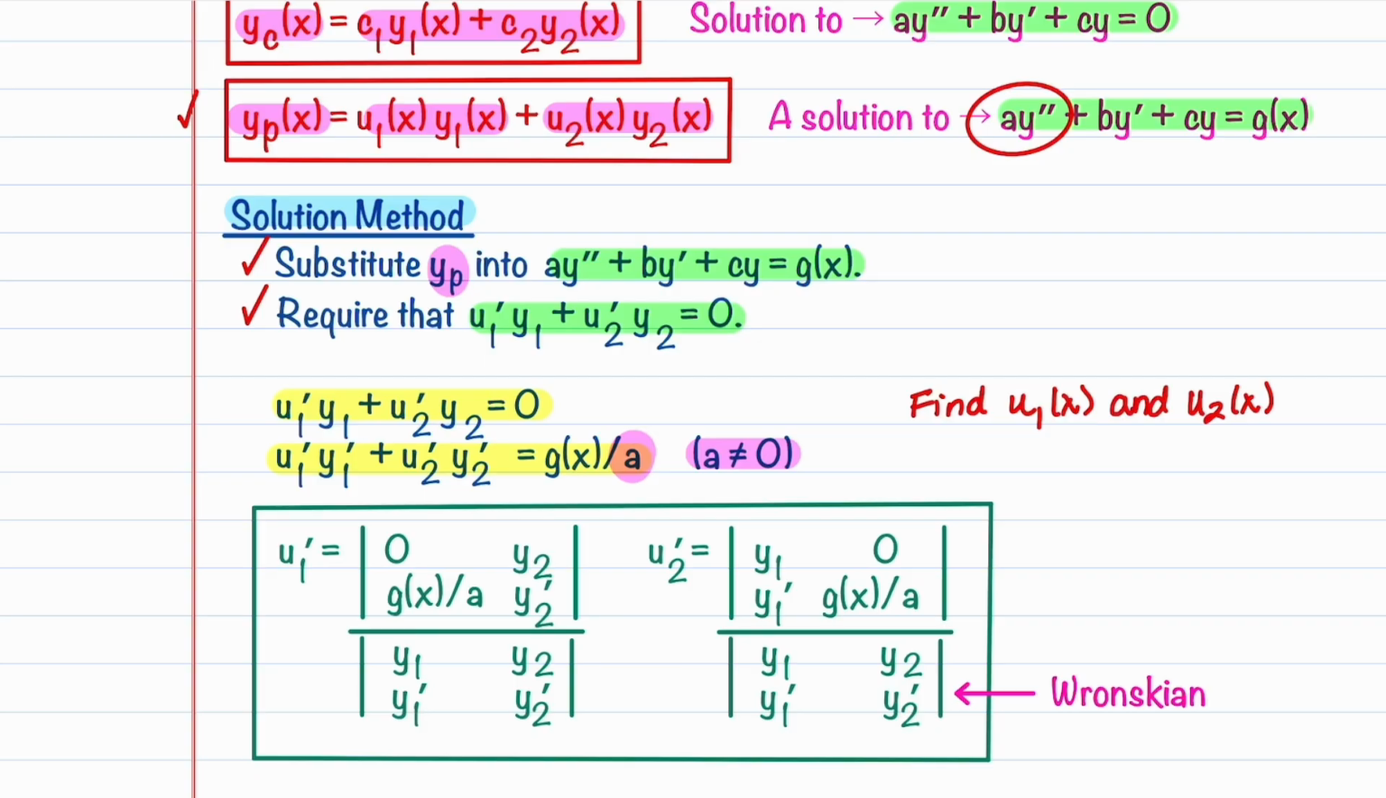I think the nicest way to write these solutions is if we use matrix notation and we get the solution for u1 prime and u2 prime. If you're not familiar with matrix notation like this, don't worry. We're going to go over an example and I'll show you exactly how it works. The denominator for u1 prime and u2 prime is the same, and it's called the Wronskian, and you may have seen that before.